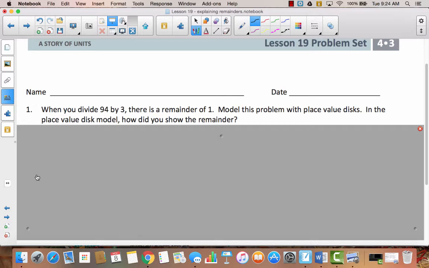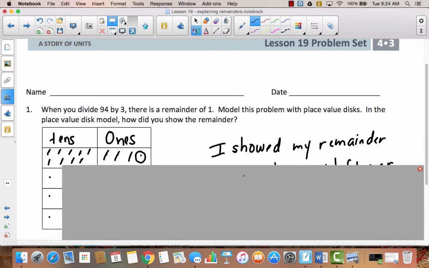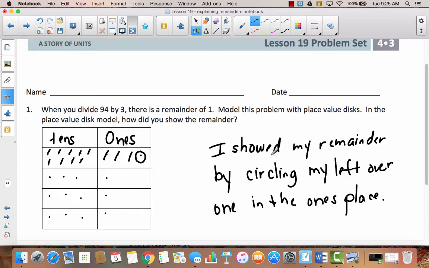Okay, so hopefully you took the time to draw a place value chart and you showed 94, and then you should have divided it by 3, just like I did here. So I showed that 94 divided by 3 is 31 with 1 left over. The question says, in the place value disk model, how did you show the remainder? Your sentence may be different from mine, but this is what I wrote. I show my remainder by circling my leftover 1 in the ones place, because this is my remainder. Anything like this would be just fine. You don't have to erase what you wrote and put what I wrote.